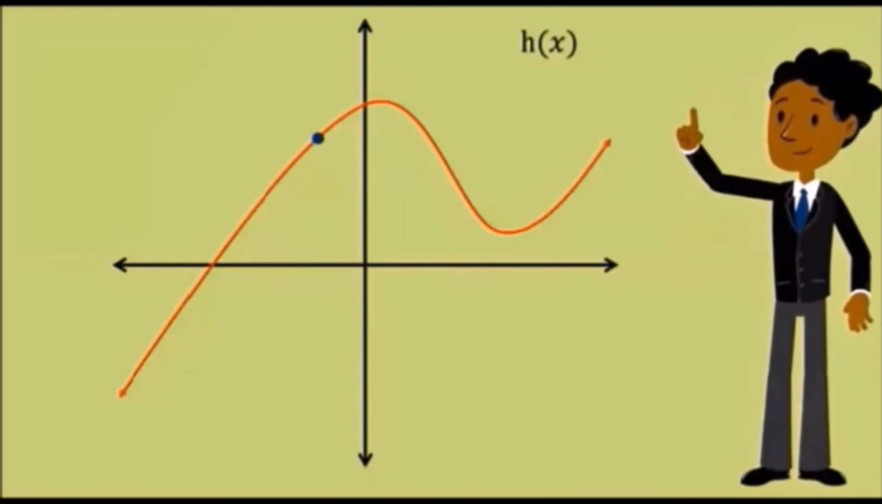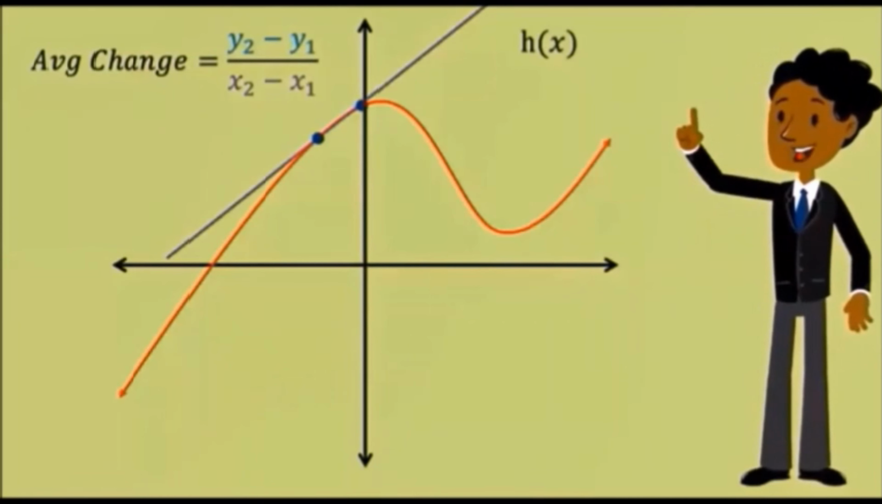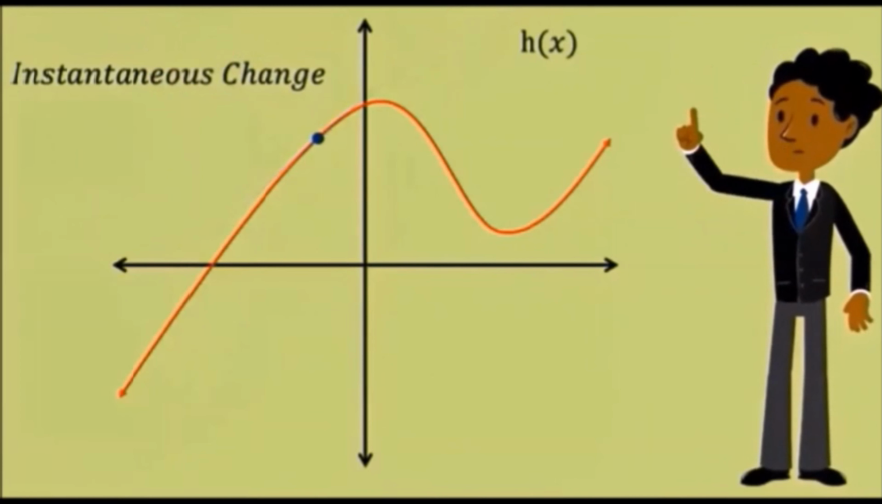Anyways, to summarize, we can still get a very good idea of how the function is changing at a single point. We use our average rate of change, and then we move our points closer and closer together so we can find that limiting value, which is our instantaneous change at that point.